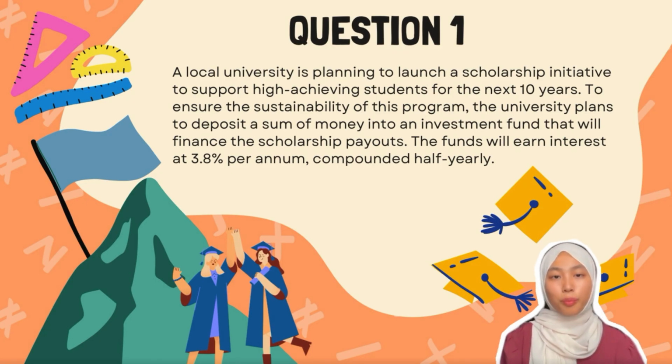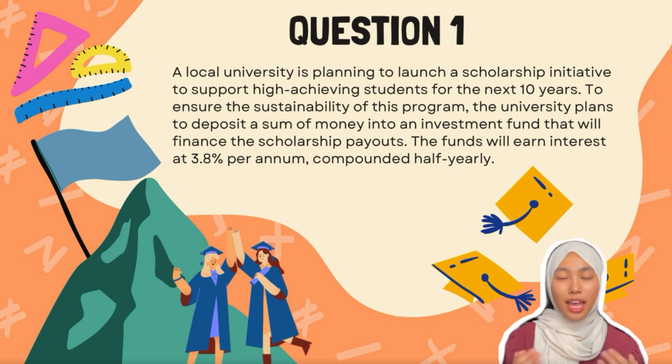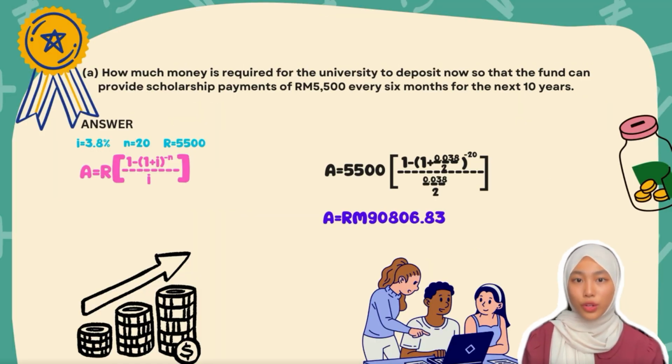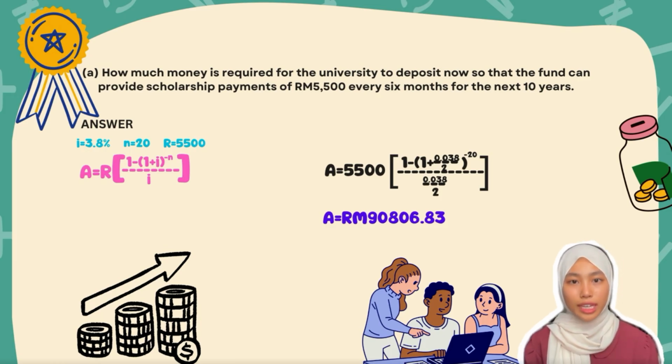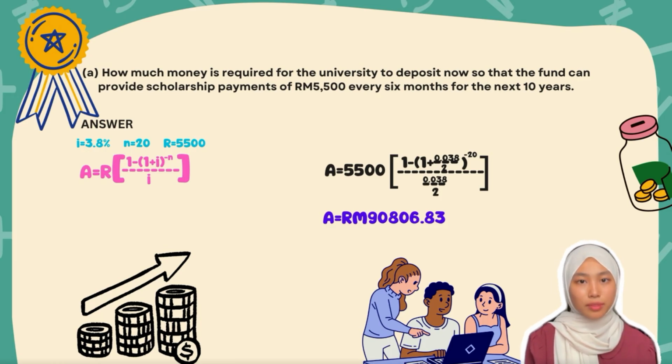Let's move forward to part B, question 1. Do pause the video to read the case and the question. For question A, we just have to use the annuity formula. But since the question wants to know how much money will be deducted, we have to use the A formula. Now, we will find the value for each letter in this formula.